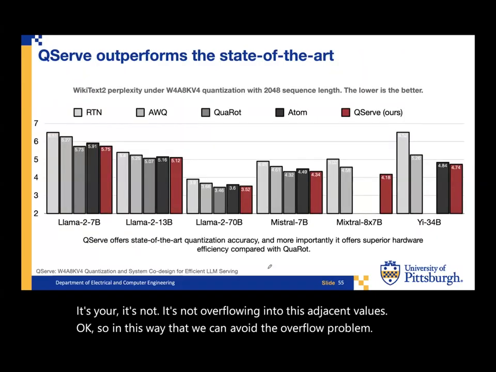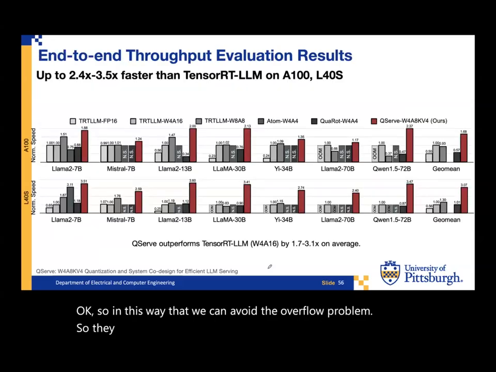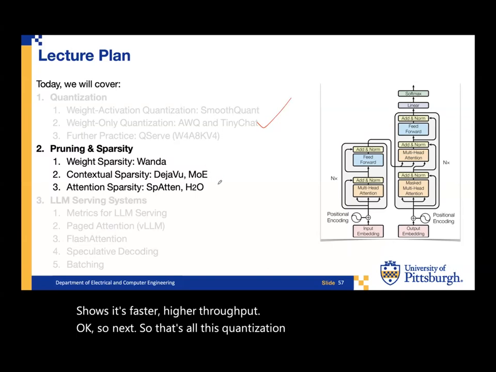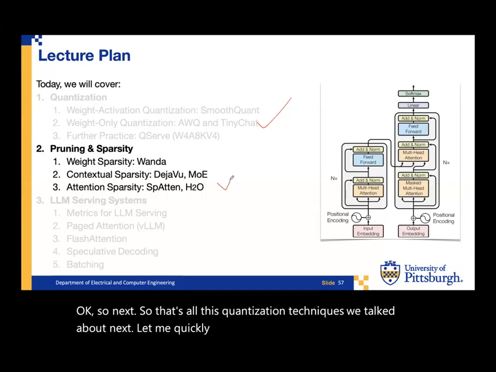So they show the results. This QServe shows it's faster, with higher throughput. Okay, so that's all these quantization techniques we talked about. Next, let me quickly talk about pruning and sparsity.